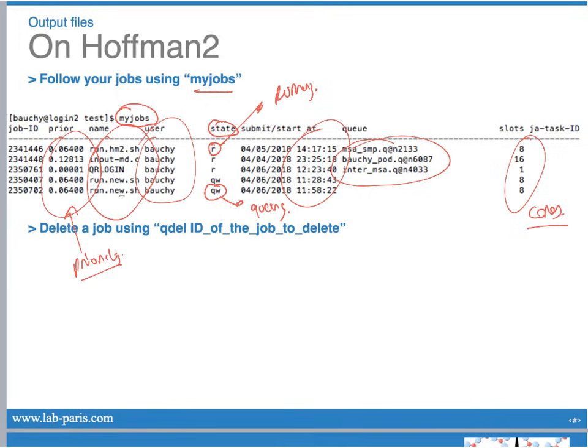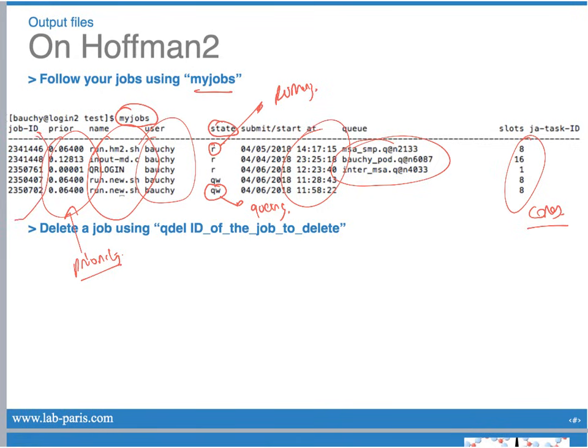The higher the priority, the less time you will wait in the queue. So it's always good to try to ask for either a low number of processors or a low amount of time. This is a good way to increase your priority so that you will wait a lower amount of time in the queue, because your priority will be higher.